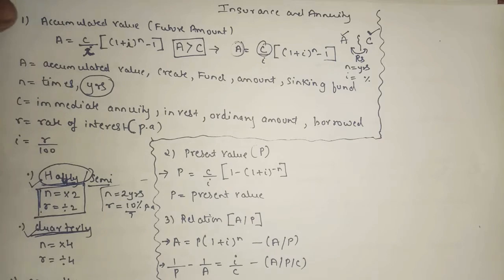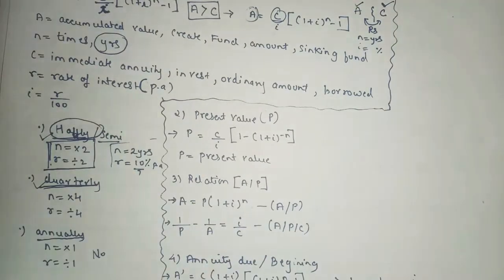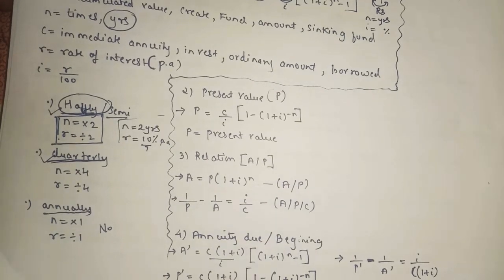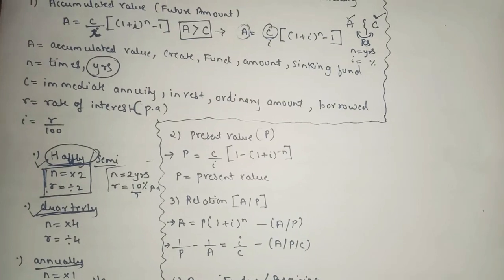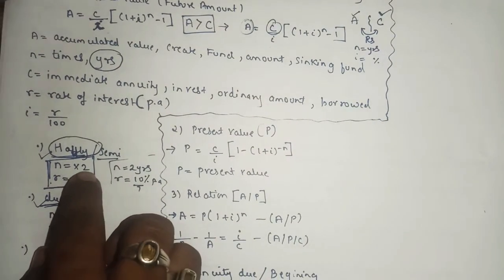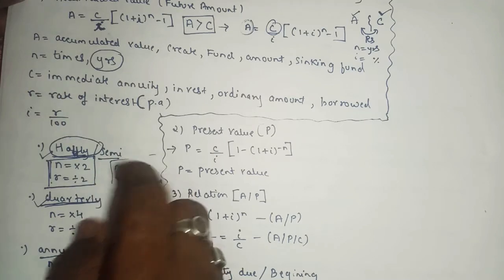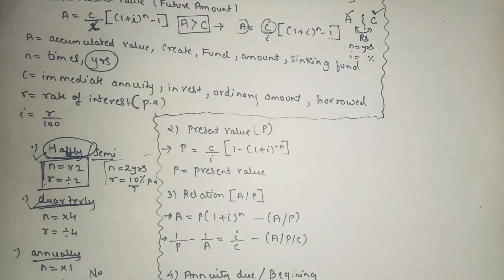The first one was accumulated value, how to find accumulated value, then present value, then the relation between A and P, and then annuity due. So we saw these four formulas, and we had completed the first four sums of your exercise. I hope you all understood the sums and how to convert N and R whenever they use the words half-yearly, quarterly. Okay, so now let's move on to a few more sums.